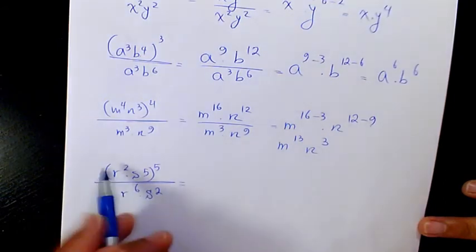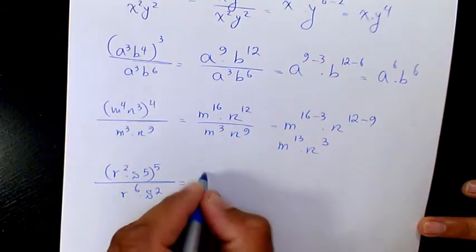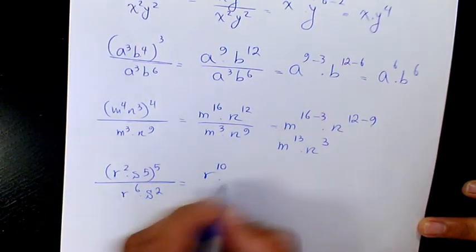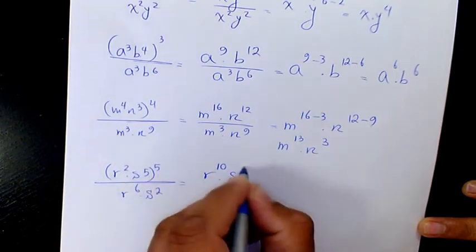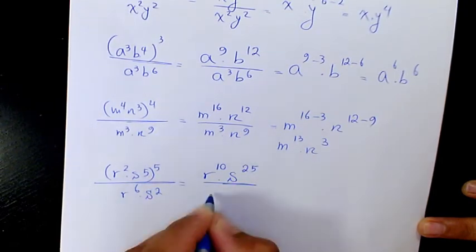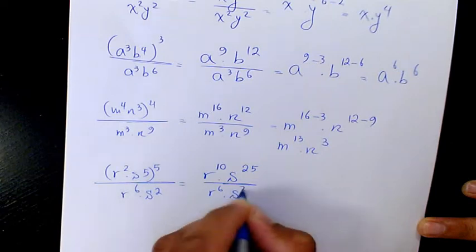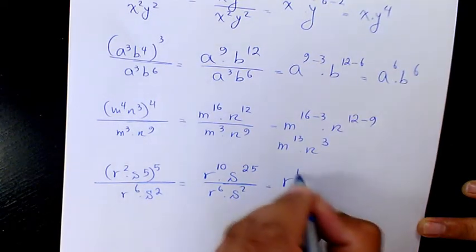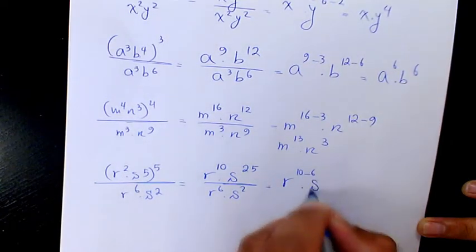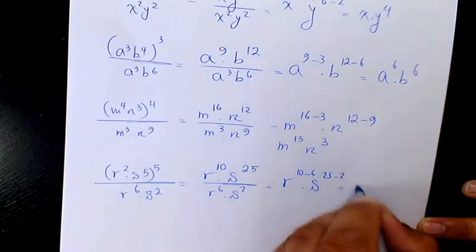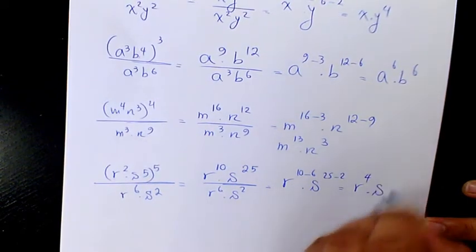Next one, r to the power of 2 to the power of 5 is going to be r to the power of 10. S to the power of 5 to the power of 5 is going to be 25. R to the power of 6, s to the power of 2. So it's going to be r to the power of 10 minus 6, s to the power of 25 minus 2. R to the power of 4, s to the power of 23.